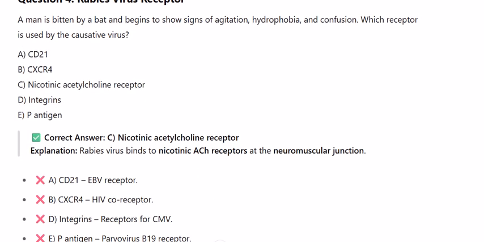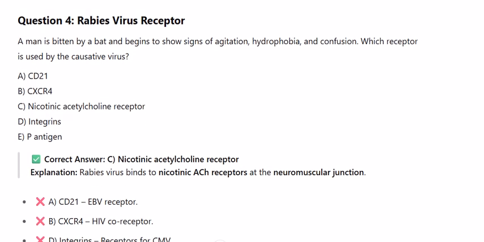Question 4. Rabies virus receptor. A man is bitten by a bat and begins to show signs of agitation, hydrophobia, and confusion. Which receptor is used by the causative virus? A. CD21. B. CXCR4. C. Nicotinic acetylcholine receptor. D. Integrins. E. P antigen. Correct answer: C. Nicotinic acetylcholine receptor. Explanation: rabies virus binds to nicotinic AChR at the neuromuscular junction.